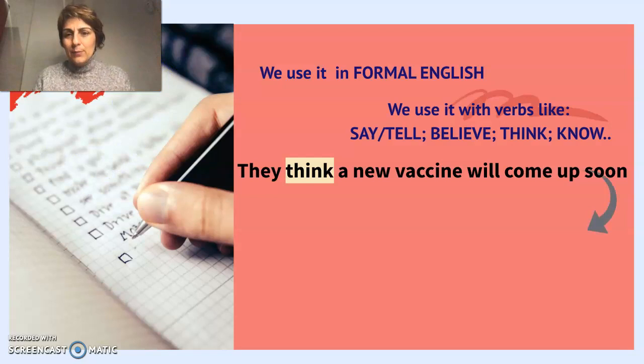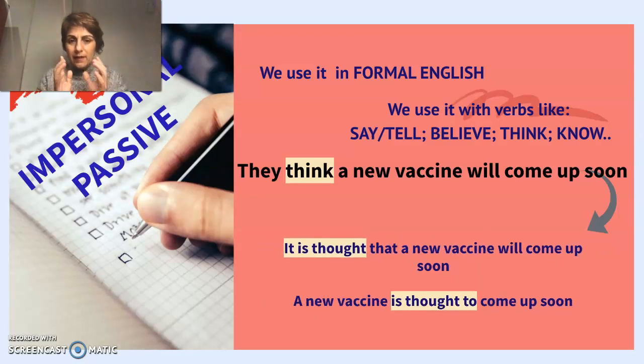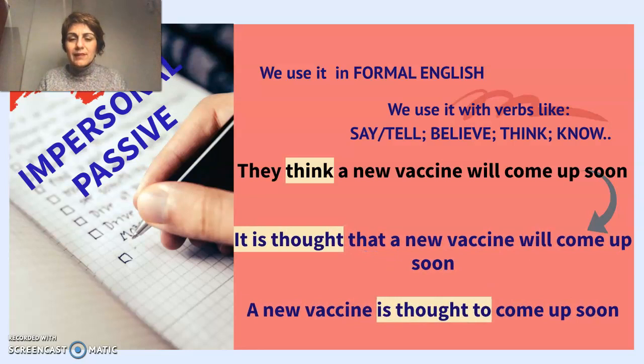Let me give you an example here. They think a new vaccine will come up soon. We've got the verb to think, and now we have two alternatives. I can either say, it is thought, because the verb is in the present, so it is thought. And then the sentence follows the same. It is thought that a new vaccine will come up soon.